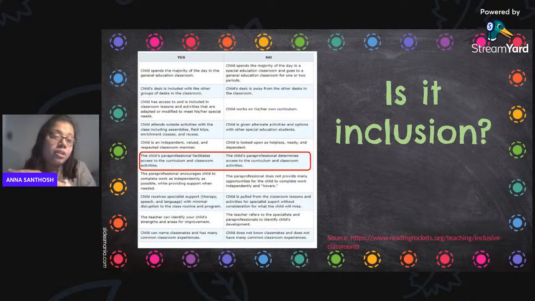Inclusion is the advanced form of integration. So if your school stands in this no part, then I think your school, or our school, is still in the integration phase, not in the inclusion phase. It would be good if you can have a look at this yes and no, and determine whether you are following full inclusion or not.